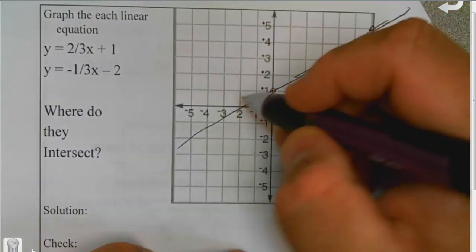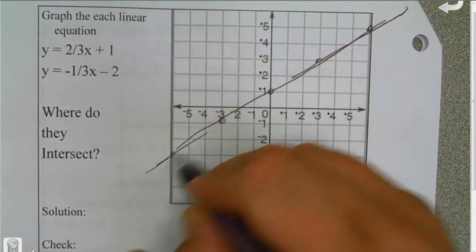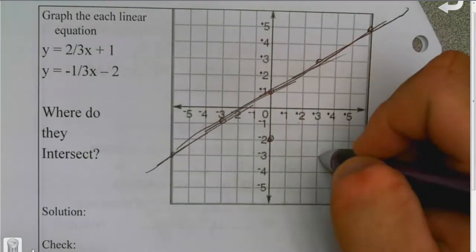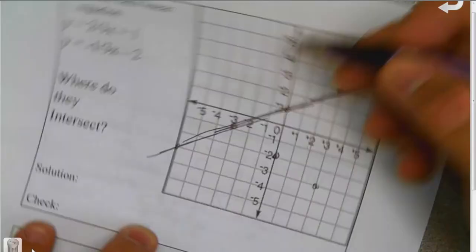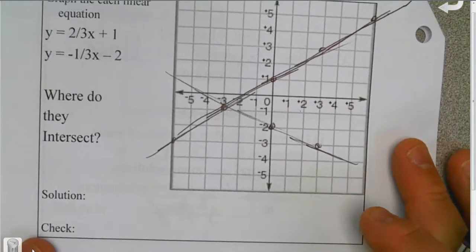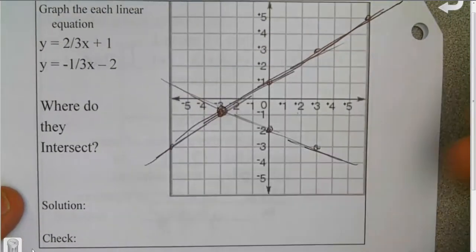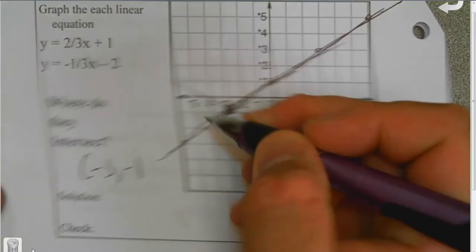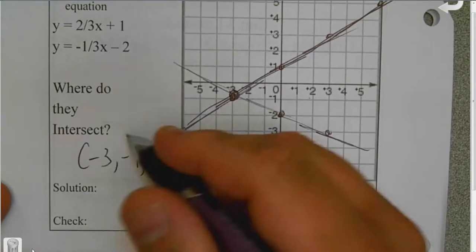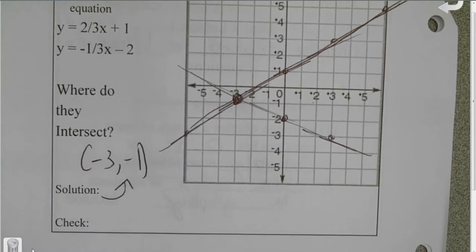Then I go to this one, and I go minus 2, and then down 1 over 3, up 1. And so we've graphed these. So where do they intersect? Well, they intersect at this point right here, which is negative 3, negative 1. This is also our solution because this is the point at which the graphs are equal.